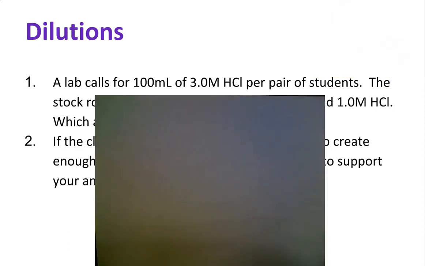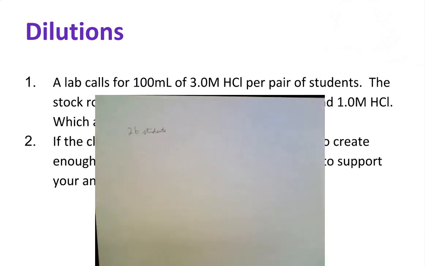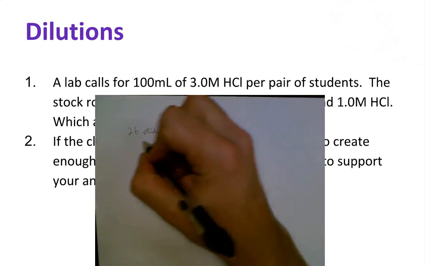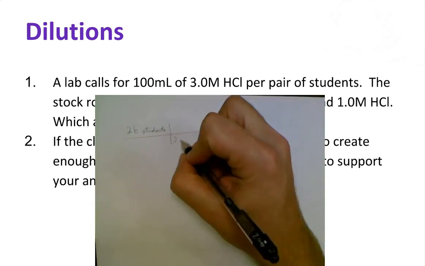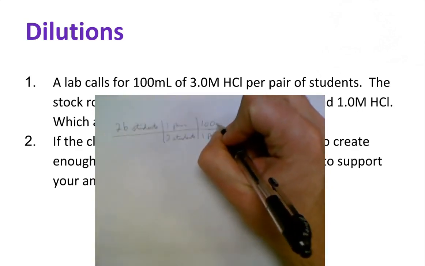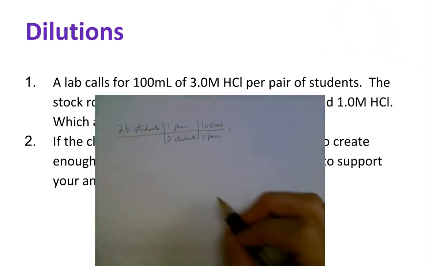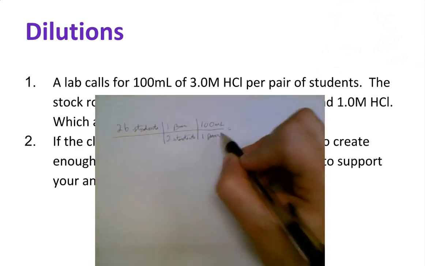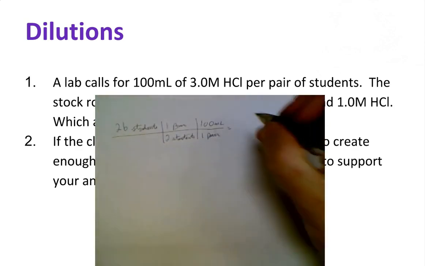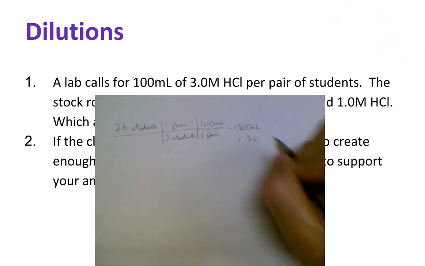All right, I'm going to do this on paper, and I'm going to use dimensional analysis because it's just that awesome. We have 26 students, right? And we have 2 students per pair. Each pair needs 100 milliliters of solution, right? And so this will tell us the total volume. Our students cancel, our pairs cancel. It tells us the total volume we would need, which is 1,300 milliliters, or just 1.3 liters.